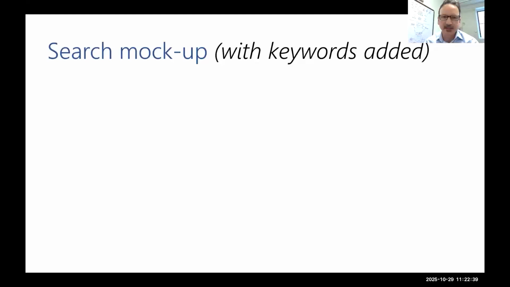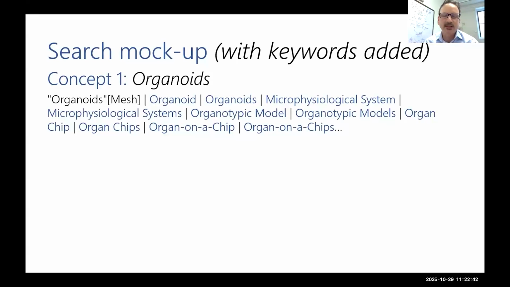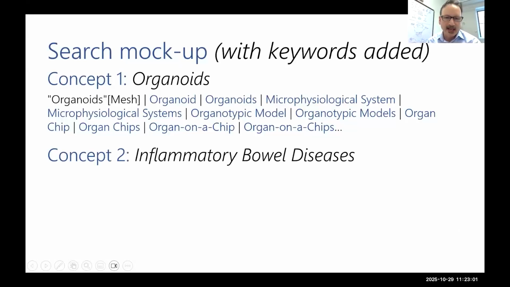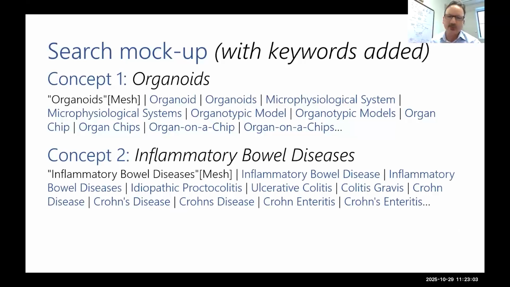But let's see where our search mockup is. Again, we've got organoids, and this is a more thoroughgoing harvesting of terms. But even with the ellipsis, you see it's not complete. So these are all the terms related to organoids, including terms related to the child term of microphysiological systems. So you're seeing all those organotypic model, organ chip, all that kind of stuff there. And then the same for inflammatory bowel diseases, which includes ulcerative colitis, but also keywords related to the child term of Crohn's disease are also included here.